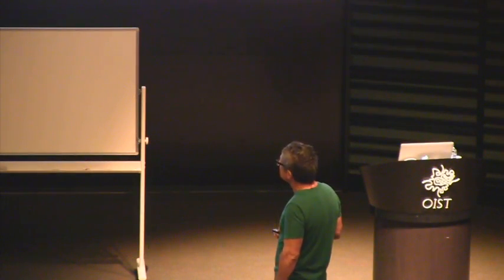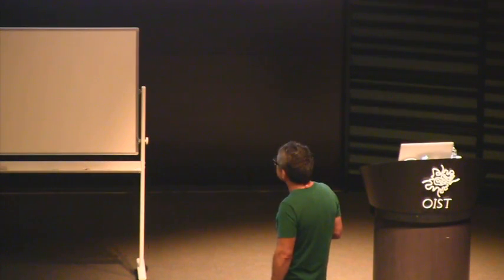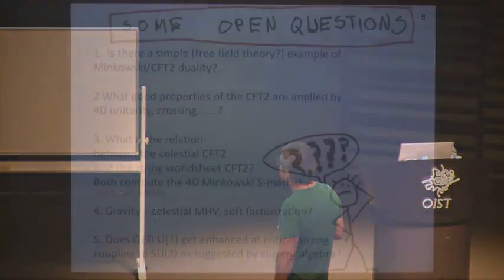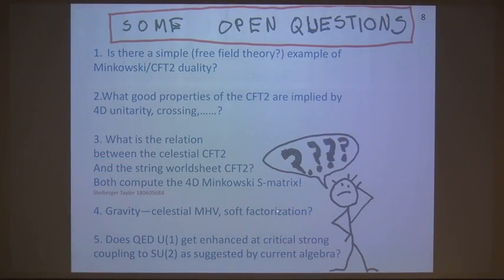Okay, we need to do the same thing for gravity, the celestial through the soft factorization. And then there's also the question of, once you write it as a current algebra, there's this thing of enhancement. Is there some kind of strong coupling enhancement of U(1) to SU(2), as suggested by the current algebra? It's strong coupling, something very interesting happening in ordinary QED.